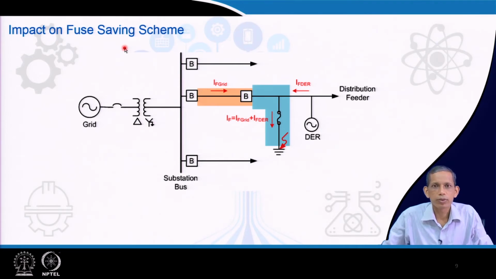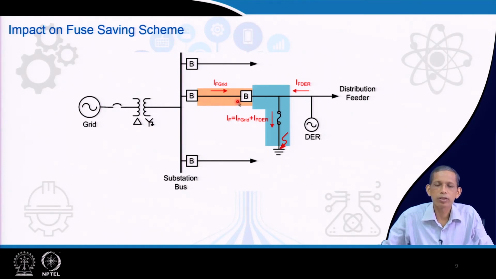Now, we have also discussed, in the overcurrent principle, the fuse saving scheme. What happens in the fuse saving scheme is that in case of a downstream transient fault, and most of the faults are transient in nature in overhead lines, the fuse is not allowed to blow out initially.